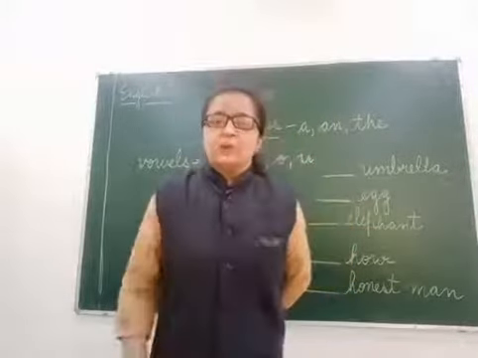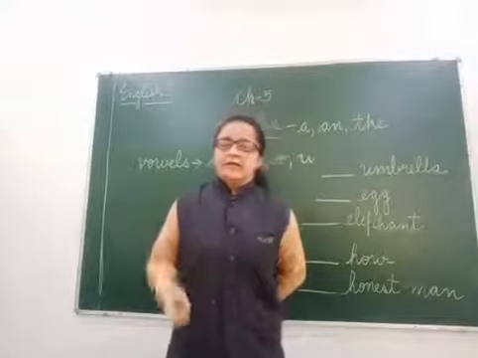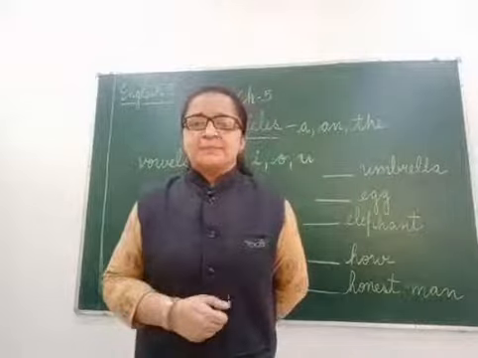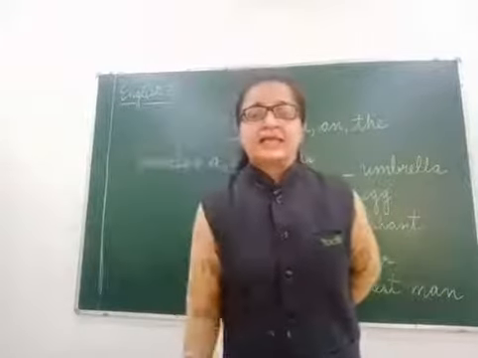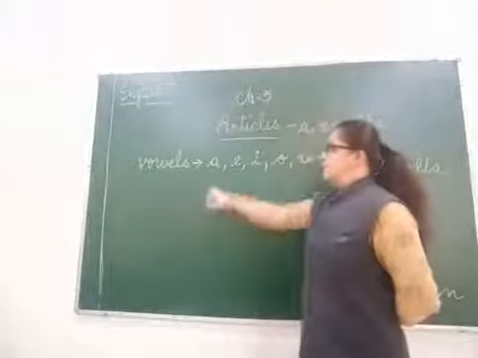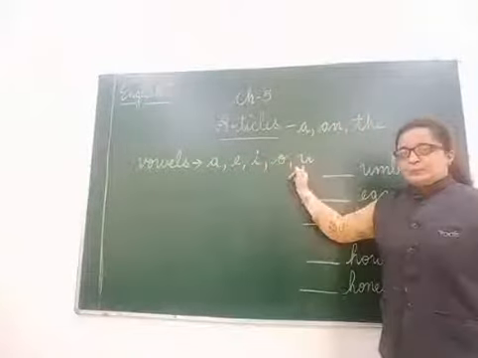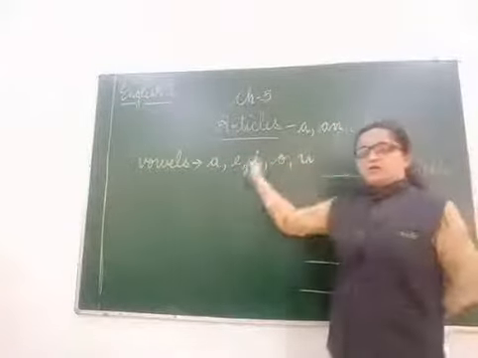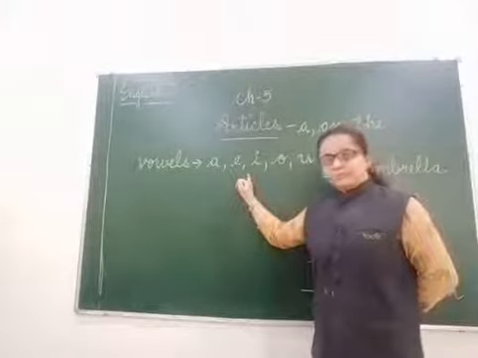So, before we start using a, an or the, let us see what are vowels. You all know what are vowels? There are 5 vowels in English. What are those 5 vowels? A, E, I, O, U. These 5 letters of English alphabets are known as vowels.